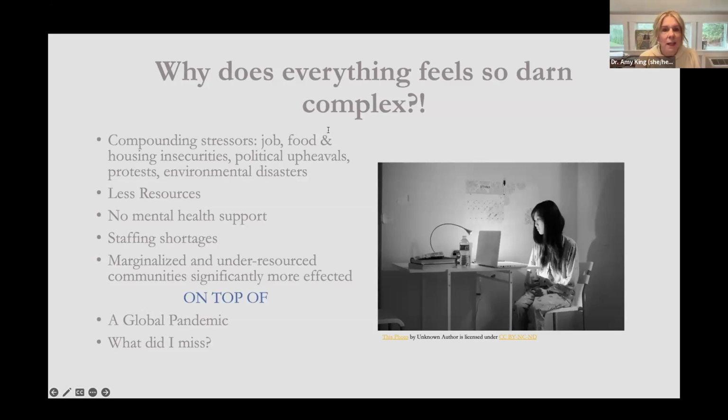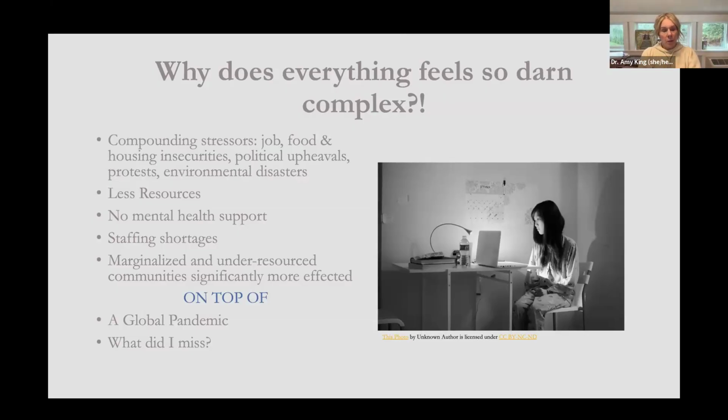Yeah, I mean, Tony just named another one, staffing shortages. By the end of 2020, millions of female identifying folks had left the workforce. That's going to affect medical systems, right? It's going to affect people who often hold those roles. So other compounding stressors, some of you mentioned the housing insecurities, political upheavals, job and food insecurities, and just less resources and lack of mental health support.